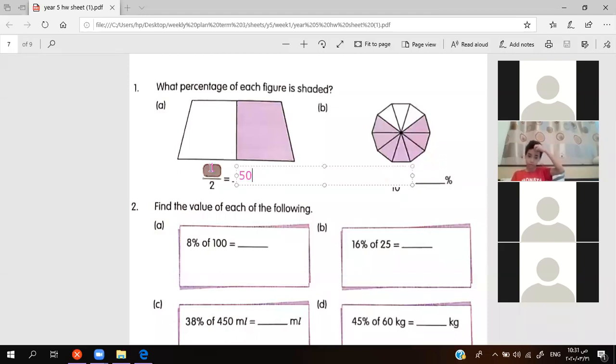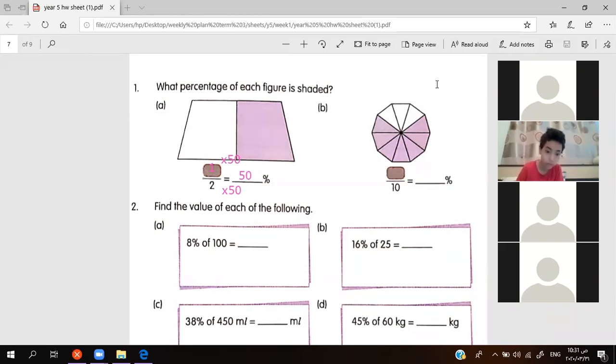But if I don't understand it this way, isn't a percent something over 100? 2 times what gives me 100? 2 times 50. And what I do down, I must do up. So I do times 50 here, so up I must also do times 50. So 1 times 50 gives me 50. 50 over 100, which is 50%.